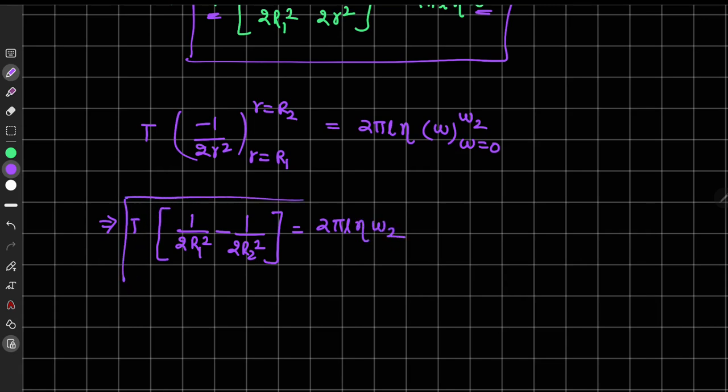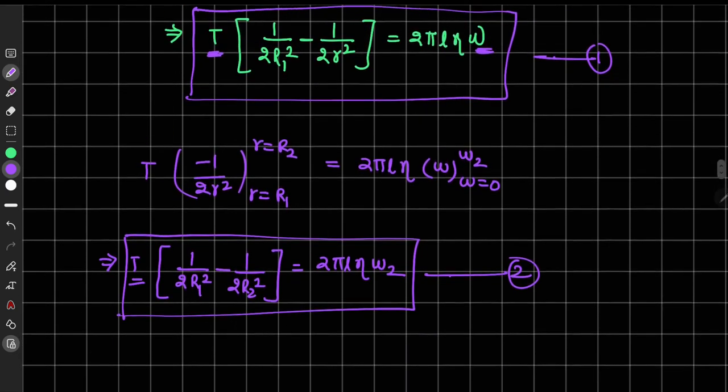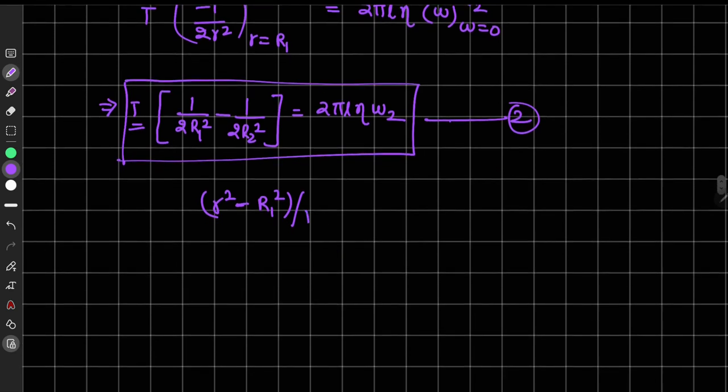Now we have two expressions where we have T and omega. So let us divide both the equations in order to eliminate T from here. If we divide and take the LCM here, we will get r square minus capital R1 square whole divided by small r square into capital R1 square, whole divided by R2 square minus R1 square whole divided by R1 square R2 square, is equal to 2 pi L eta.